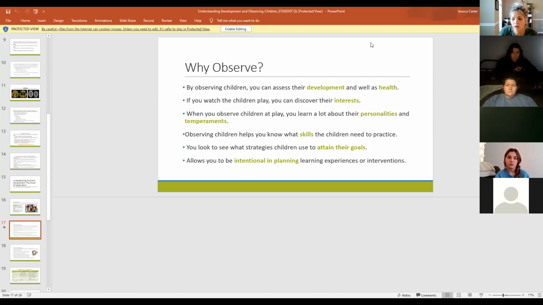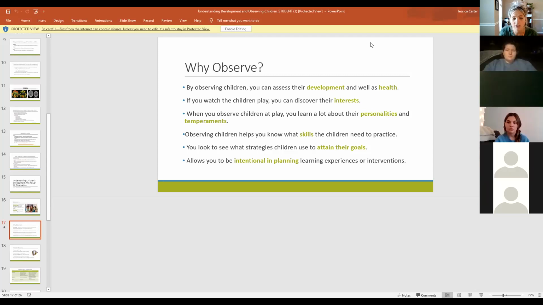We can also learn about the skills that children haven't yet developed. So we're going to talk some about milestone and developmental checklists and the value of those. But from that information, then we can see how to plan appropriate experiences for children. We can also look at what strategies children use to attain their goals. So what are their current conflict resolution strategies? What are their problem solving strategies? Those types of things we understand better if we can closely observe children. And then, as I said, all of this knowledge that we come to about young children helps us be more intentional in planning how we're going to work with children in the future.